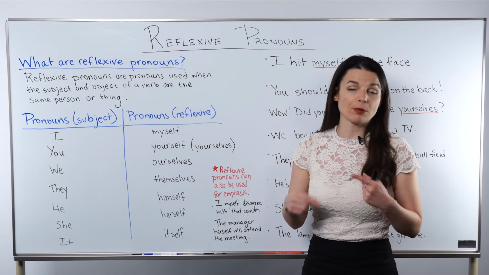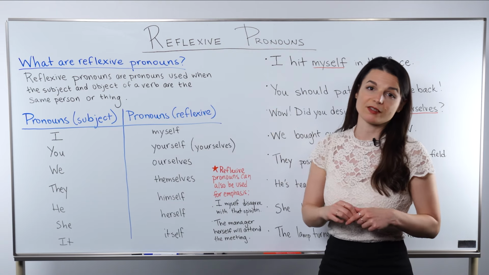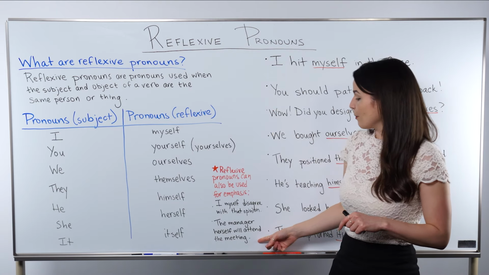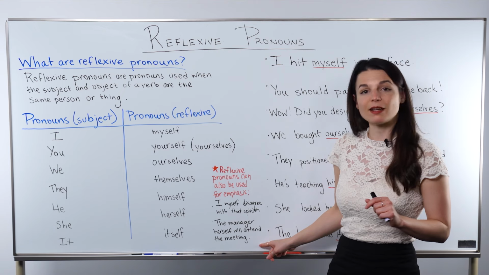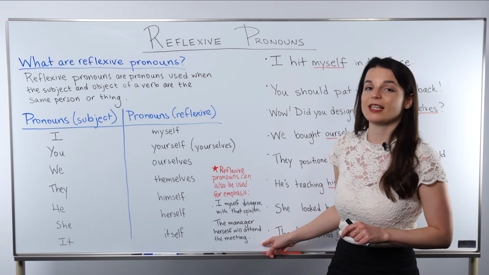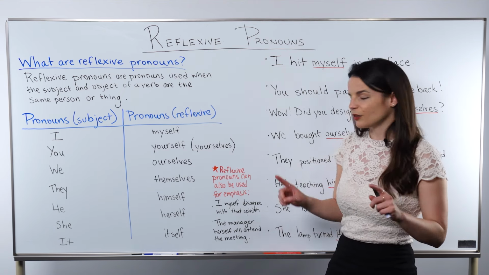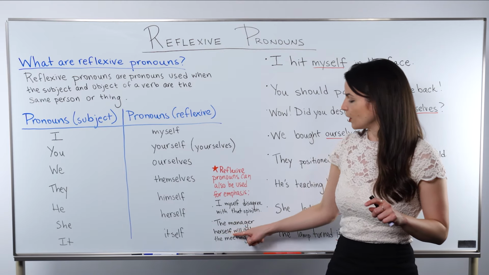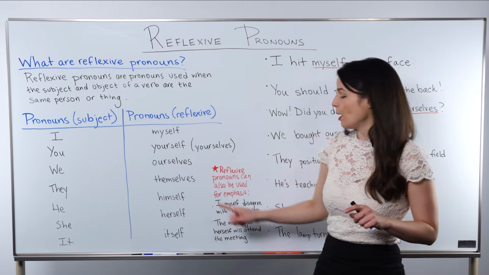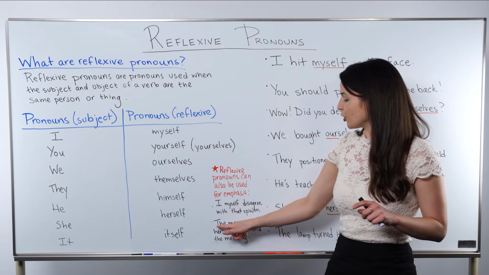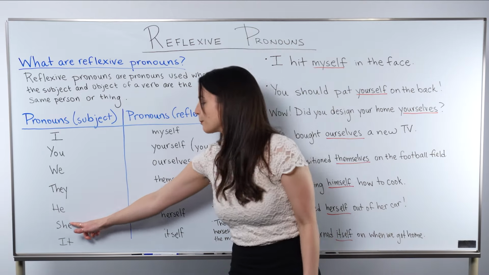Let's look at one more example of this use, and then we'll move on to the focus of today's lesson. The manager herself will attend the meeting. In this sentence, you'll notice I have the reflexive pronoun herself, but here I have the manager. So I just said, okay, well, this is a pair, right?